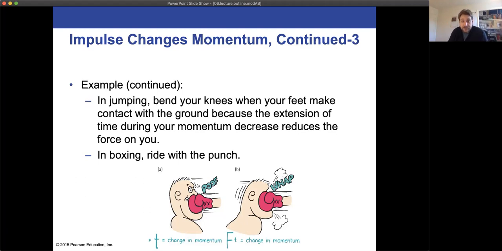A boxer will turn so that somebody's fist spends more time in contact with their face, because the longer the time, and it's somebody's fist, right? So eventually that forward momentum is going to stop because this boxer's face got in the way. But if we let that take more time, then there's less force that the boxer's face needs to exert on his opponent's hand in order to reduce the momentum, because we're taking more time to do it.